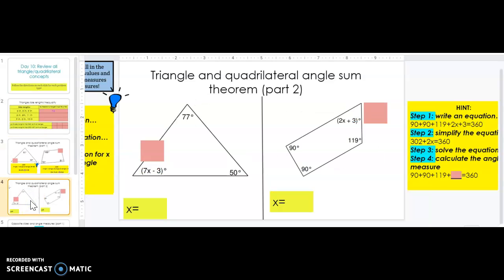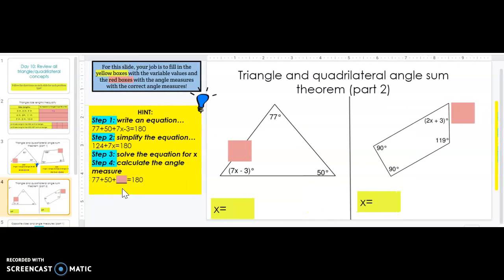Alright, moving on. Now these problems are going to be a little bit trickier, so I again have added and done a lot of the work for you. Just pay close attention. So I'm going to start with the triangle. So your job for this one, first you have to calculate what x is, then I want you to calculate what this whole angle is. Okay, so we know that the triangle angle sum theorem states that 77 plus 50 plus 7x minus 3 has to equal 180 because all 3 of a triangle's angles added together equals 180. So I went ahead and wrote the equation for you. 77 plus 50 plus 7x minus 3 equals 180.